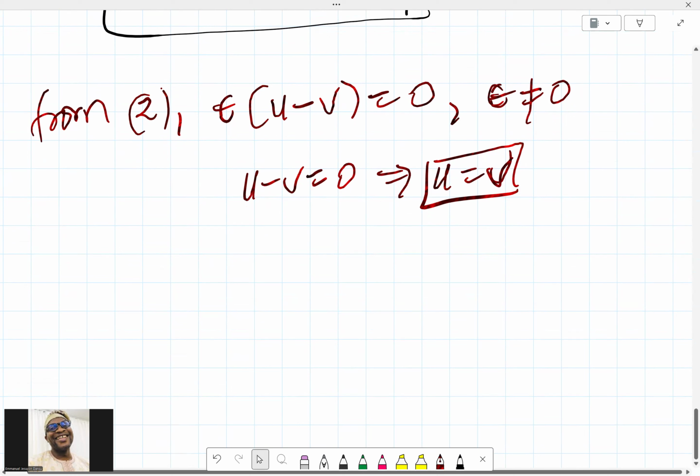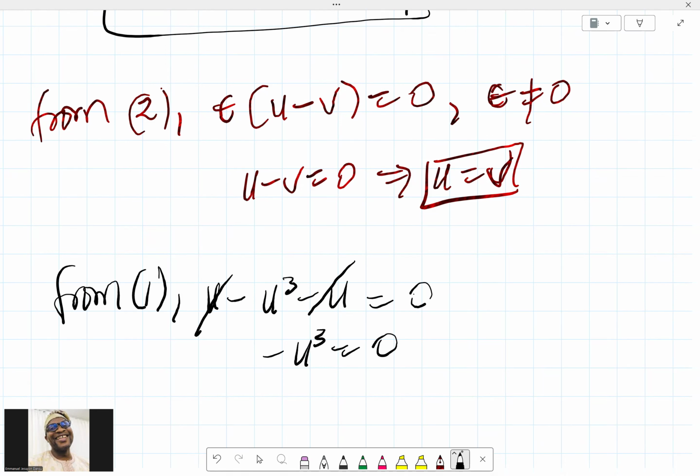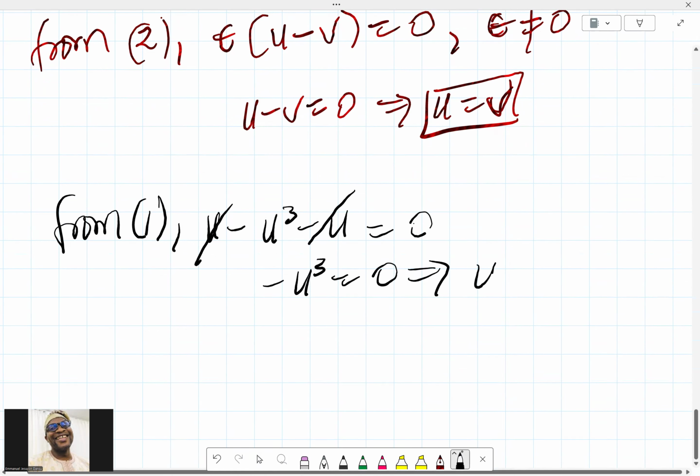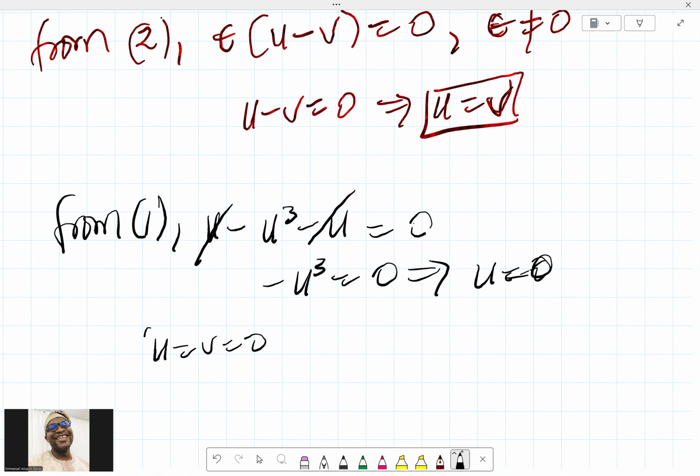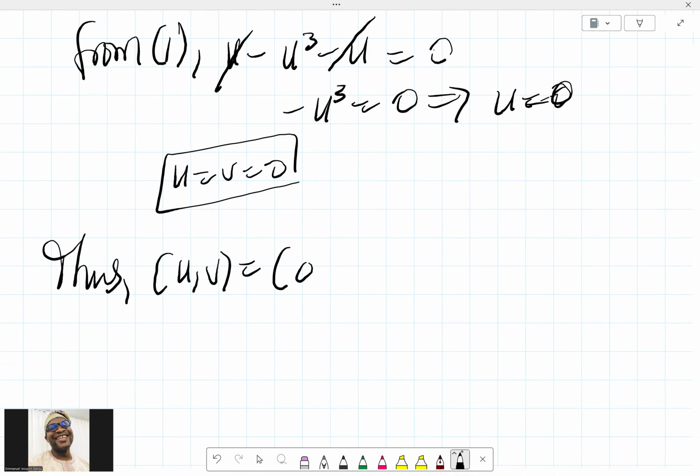And then from 1, we now have u minus u cube minus u equals 0. Basically, this cancels this now. So minus u cube is equal to 0, which implies that u is equal to 0. So at the end of the day, at the steady state, u equals v equals 0. Thus (u, v) is equal to (0, 0).